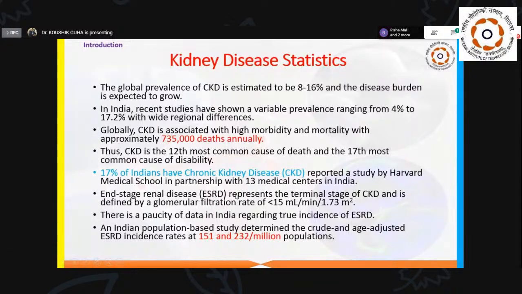End-stage renal disease, that is ESRD, represents the terminal stage of CKD and is defined by a glomerular filtration rate of less than 15 milliliters per minute. Okay, so less than 15 means it is ESRD. So you are moving towards end-stage renal disease. In the Indian population study, the crude and age-adjusted ESRD incidence rates were determined at 151 and 232 per million population. So these are some of the ways kidney diseases are happening, what the rates are, and what the number of deaths due to this is.